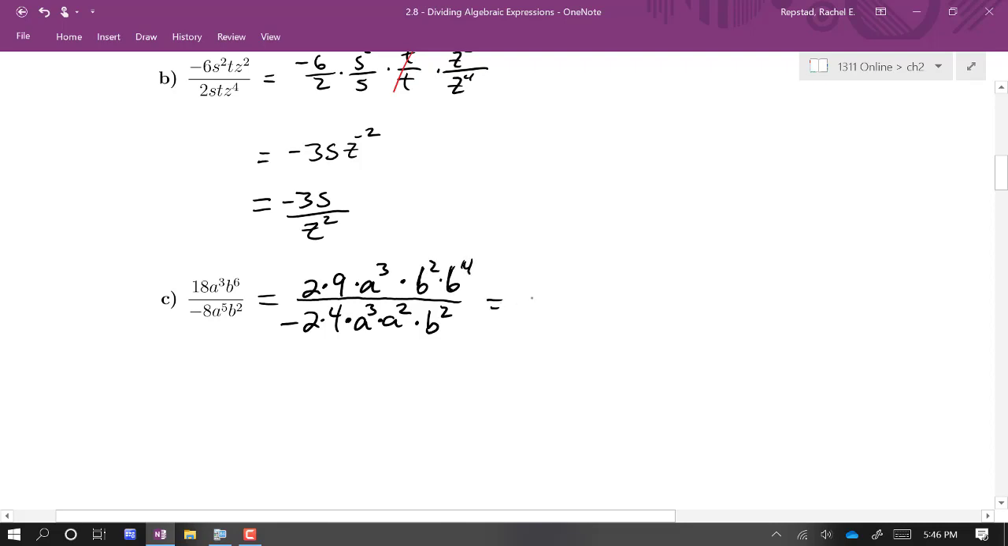Now there's more than one correct way to go about this. I did this just to make it more convenient for myself to do some canceling. So the 2 cancels with the 2, the a cubed cancels with the a cubed, the b squared cancels with the b squared. I'm going to see what I'm left over with. Now overall I've got a positive over a negative, so this fraction is going to be negative. I'm going to take care of that first. Up top I've got 9b to the 4th. On the bottom I've got 4a squared. And that's as far as we can go.